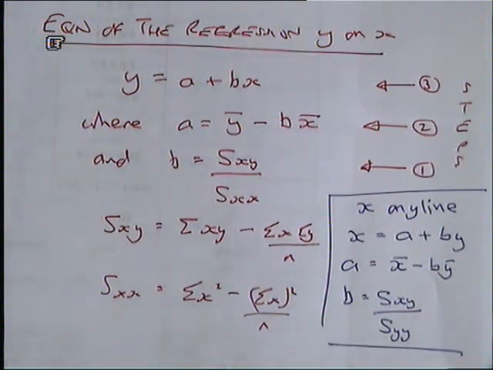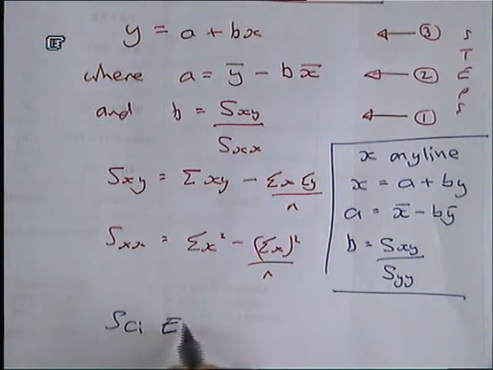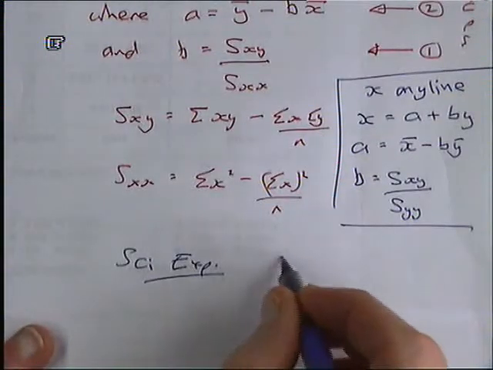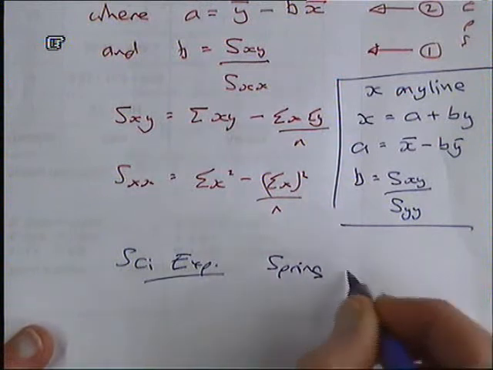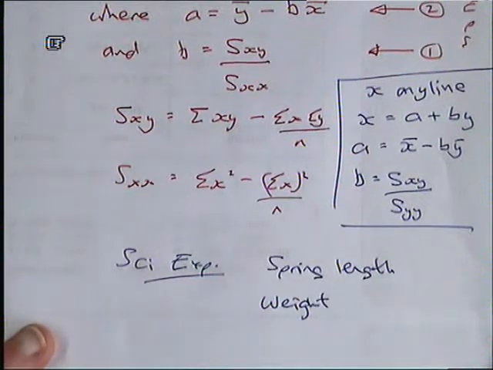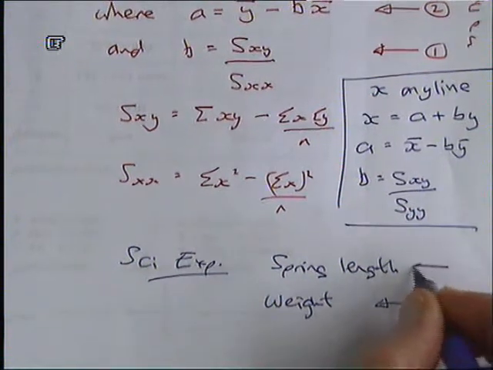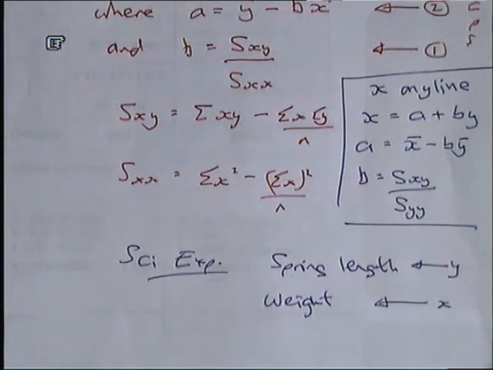There's one thing you must never do with either line. If, for example, you were doing a science experiment where you had a spring and you were measuring the length of the spring as you were adding weight or mass to the bottom of the spring, you may say that the weight you're adding is x and the length of the spring is y. The weight is something that you are in complete control of. The spring length is the thing that's subject to experimental variability, if you want to look at it like that.